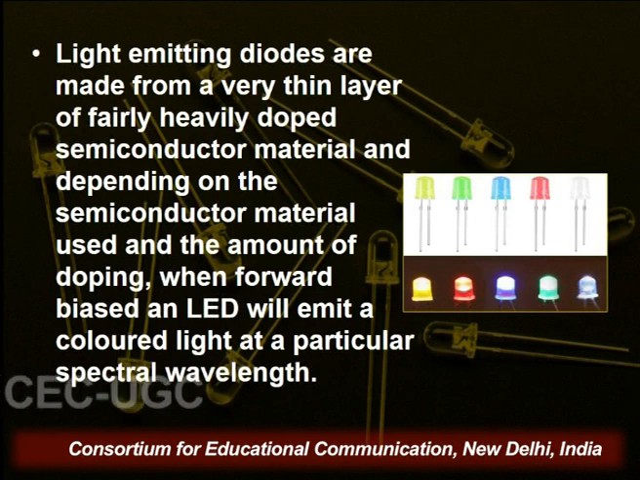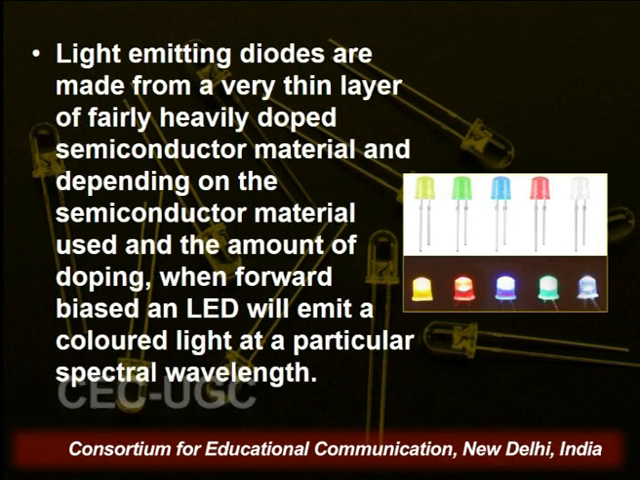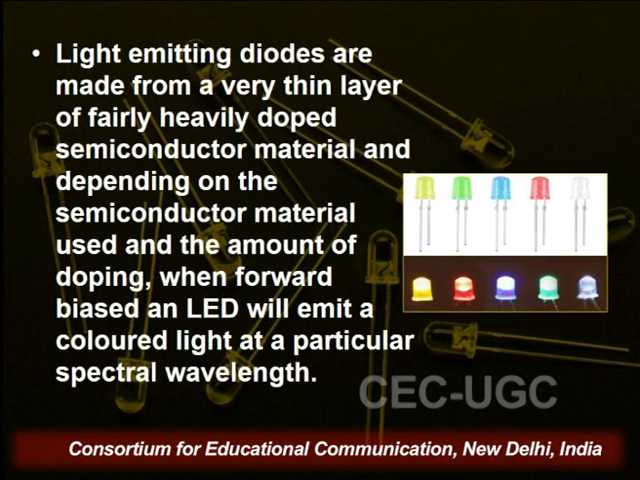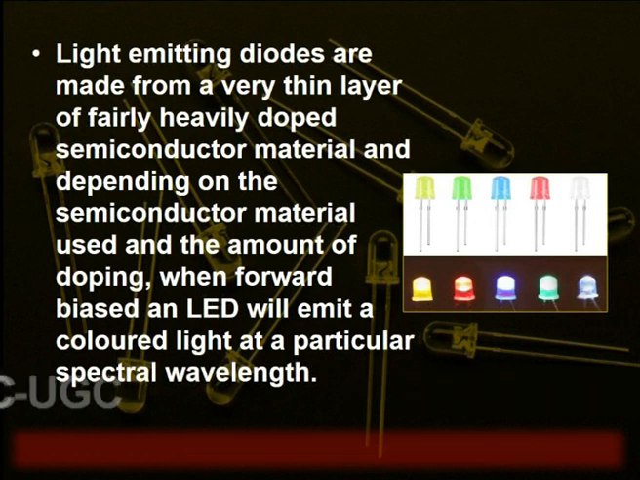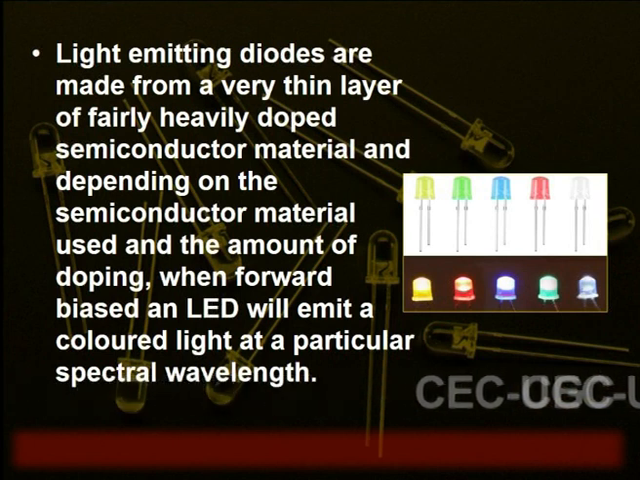Light emitting diodes are made up of a very thin layer of fairly heavily doped semiconductor materials, and depending on the semiconductor material we are using, the light will be emitted. So with the amount of doping, the forward biased LED will emit colored light at a particular wavelength. There is no need for filtering, as the particular semiconductor produces the colored light by doping different materials in it. By doping different amounts of material, when the LED is forward biased, it will emit colored light at a particular wavelength.